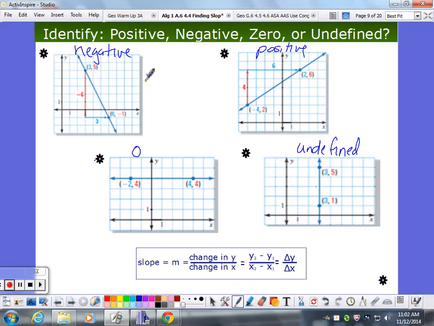The sign will tell you. What's the slope of this one? I want y2 minus y1 over x2 minus x1. 5 minus, what's my y, negative 1, over 3 minus 6. Well, 5 minus negative 1 is 6, and 3 minus 6 is negative 3. Negative 2, see? Negative. So the sign tells you what it is. This one you're going to get a positive number. This one you'll get 0. This one you'll get a divide by 0, undefined.